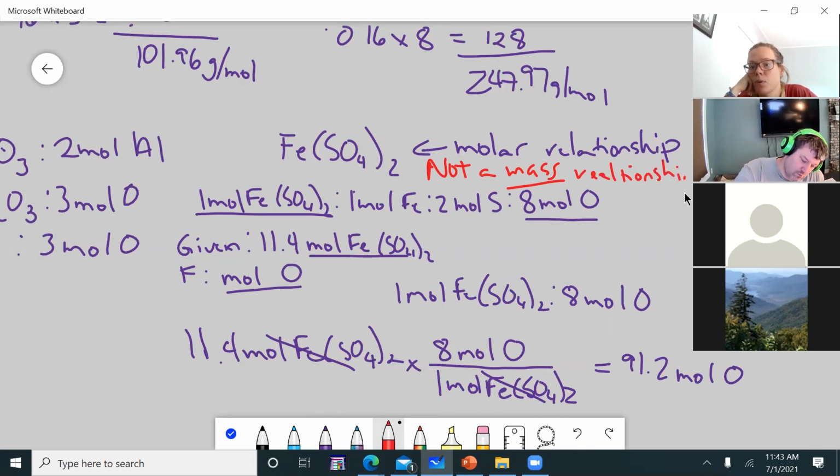which sometimes people will get in the habit of saying, oh, well, when I look at this, this is like 1 gram of sulfur for 8 grams of oxygen, right? No, it's a mole relationship. It's 2 moles of sulfur for every 8 moles of oxygen, not a mass relationship.